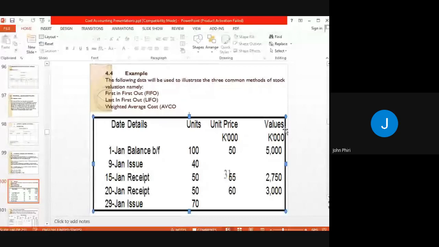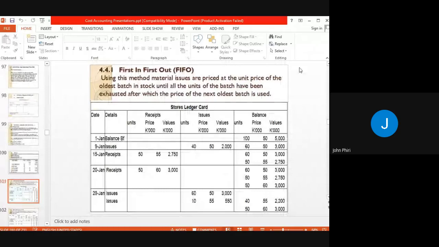So the first one we're going to use is first in, first out. First in simply means those goods we received first should be the ones we must issue first. That's what it means. Using this method, material issues are priced at the unit price of the oldest bunch in stock, until all the units of that bunch have been exhausted, after which the price of the next oldest bunch is used.